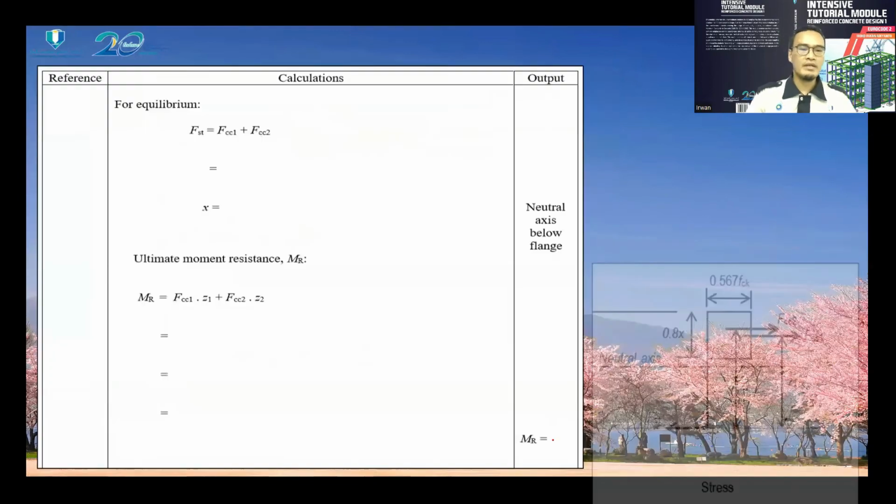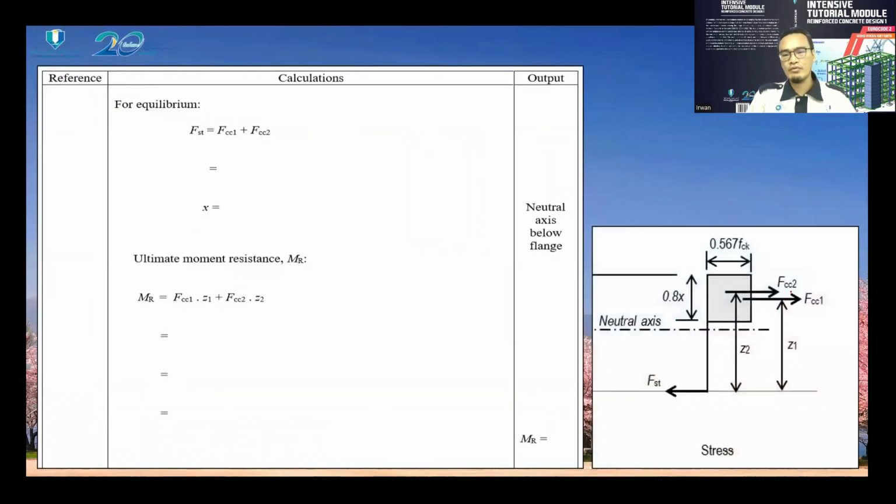Next, for equilibrium, here we have FCC2 and FCC1 undergoing compression, and FST for tension, so they must be equal. Just enter the values of FST, FCC1, and FCC2 we calculated before. So what is the value of x? 145.1 mm. You can try it later.